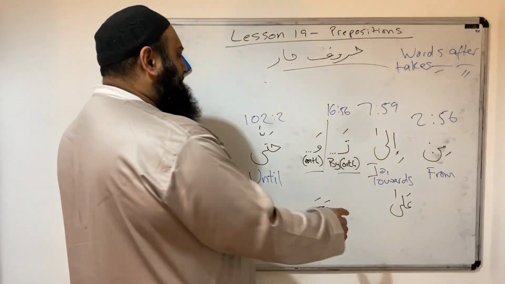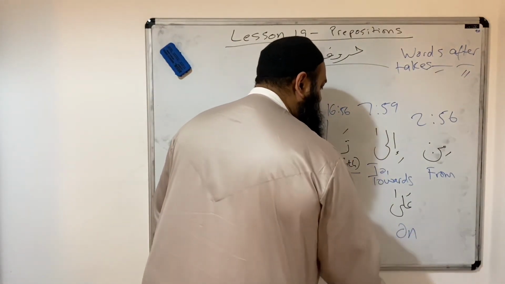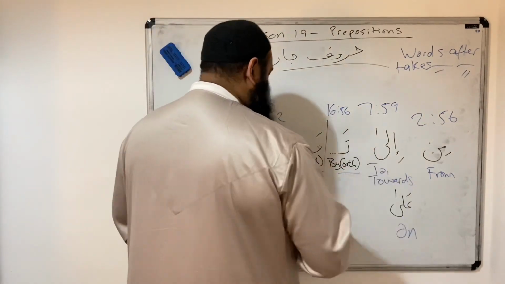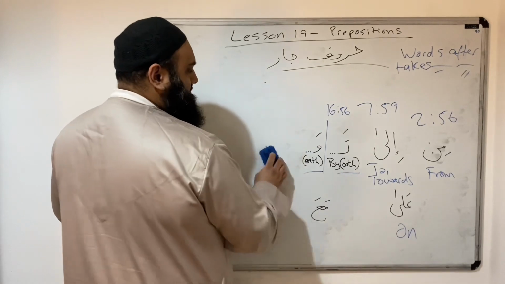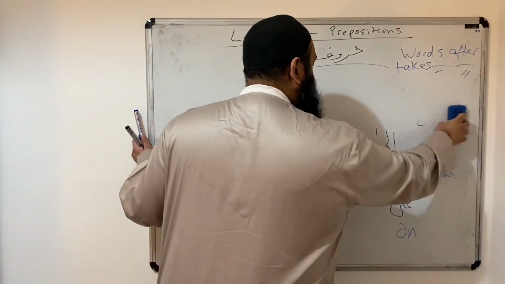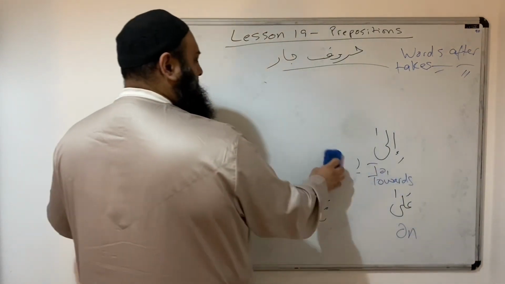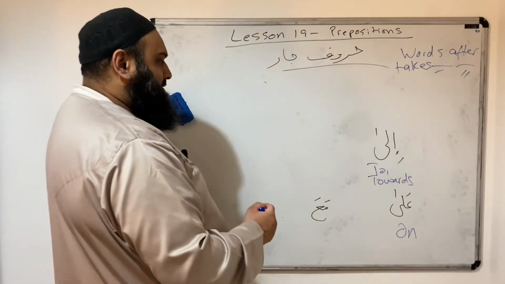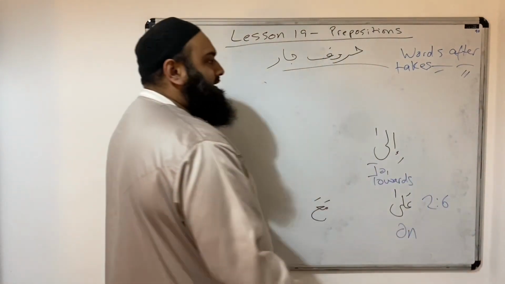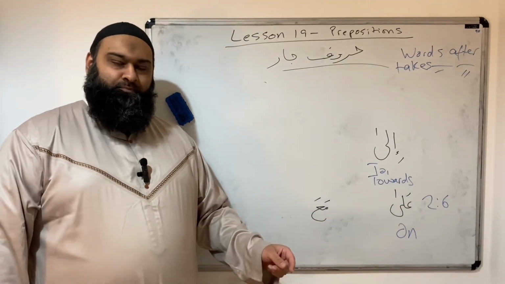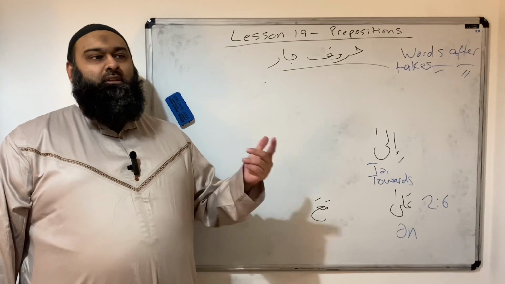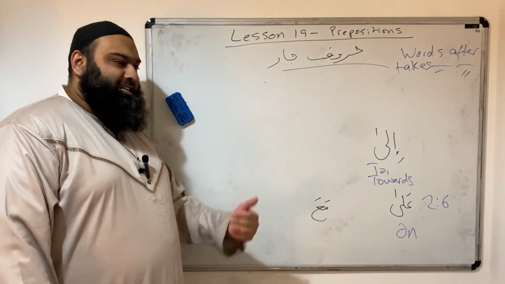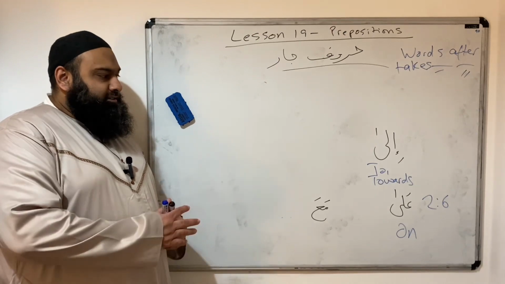And ala means on. Again, so much usage in the Quran. The usage of ala that we're going to give is in Surah Al-Baqarah, verse number 6. In there, ختم الله على قلوبهم, that Allah sealed on their hearts, على قلوبهم. Remember, qulub has a kasra on it. And so ala means on.